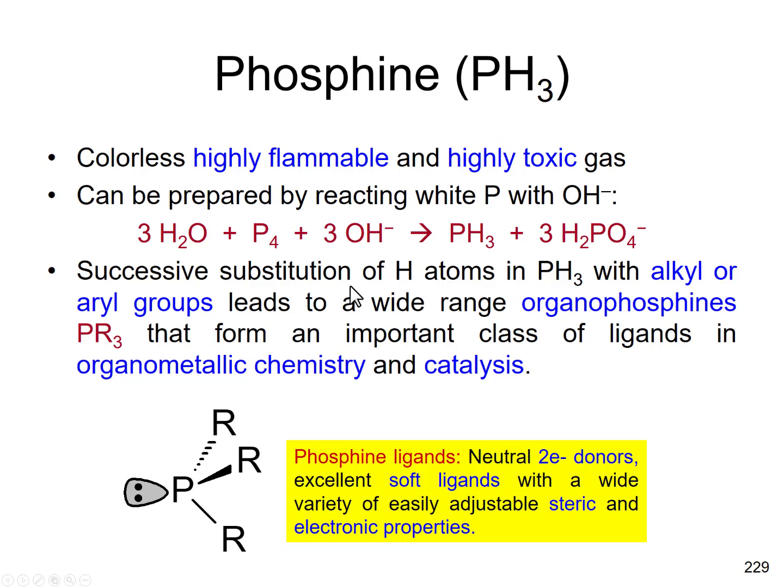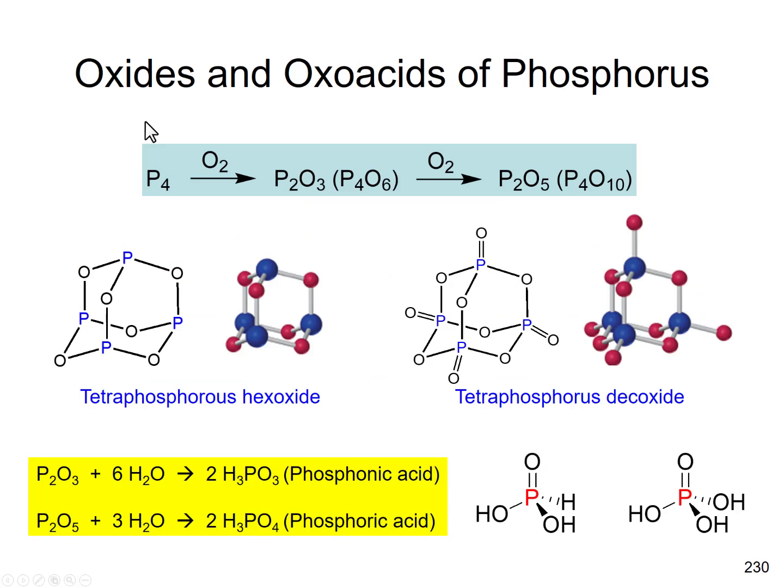The successive substitution of the hydrogen atoms in PH3 with alkyl or aryl groups leads to a wide range of organophosphines, PR3, that form a very important class of ligands in organometallic chemistry and catalysis. So phosphine ligands are neutral 2-electron donors. They are excellent soft ligands with a wide variety of easily adjustable steric and electronic properties. So essentially you can vary these R groups and therefore achieve a huge variety of different types of phosphines.